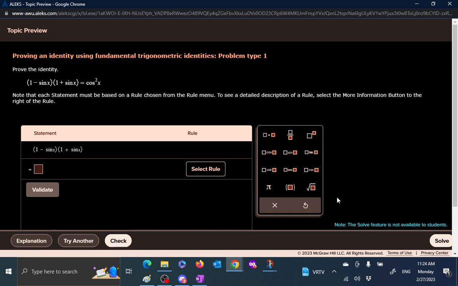Hi, welcome to our pre-calculus. Topic today is proving an identity using fundamental trigonometric identities, problem type 1.